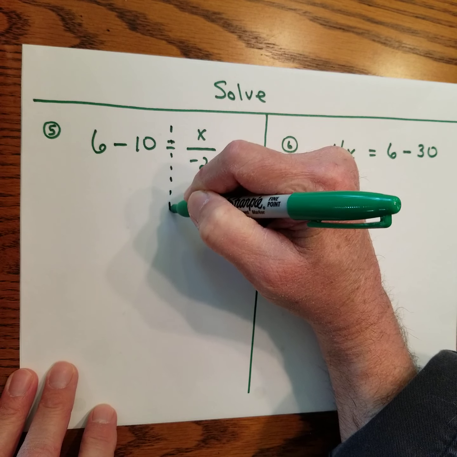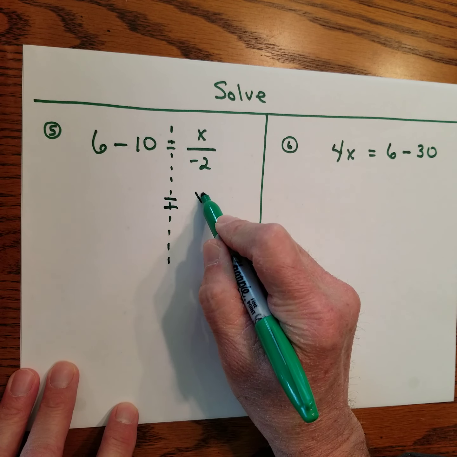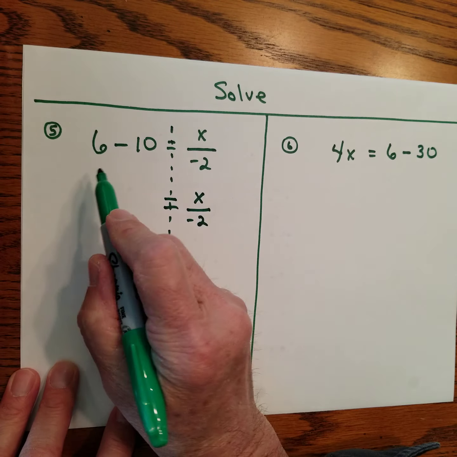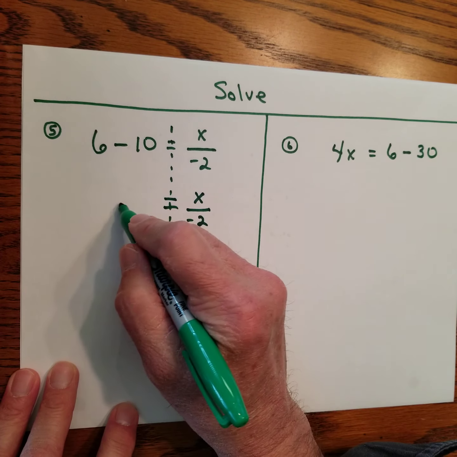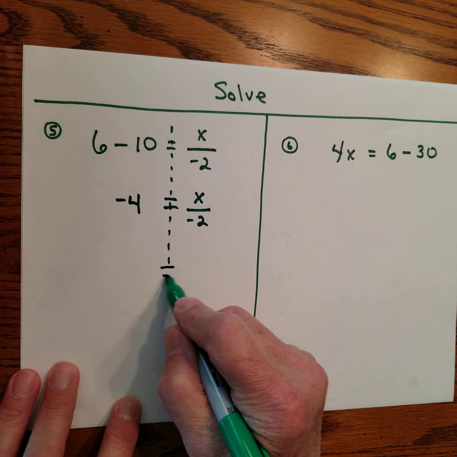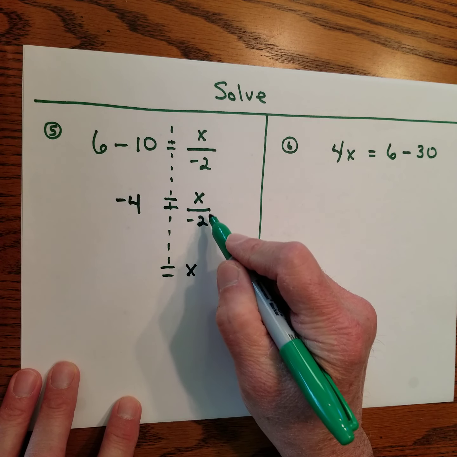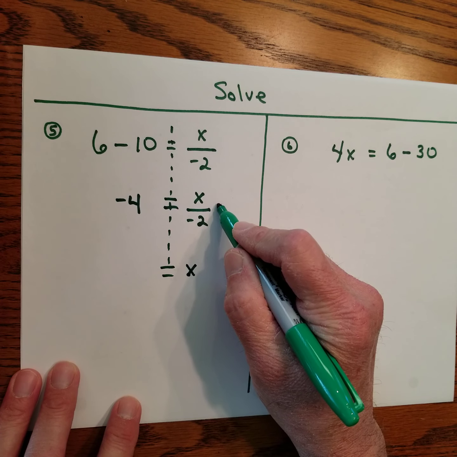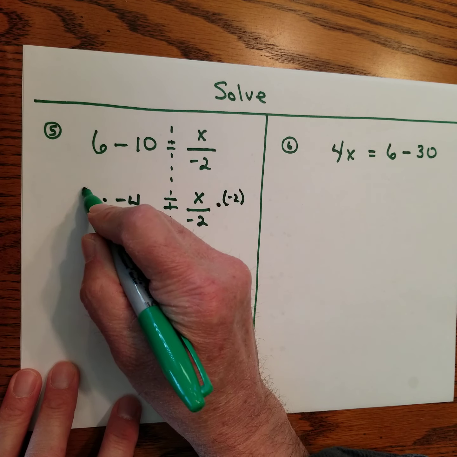Let me start number 5 by combining like terms on the left-hand side. I'll copy the right-hand side and combine positive 6 and negative 10. 6 minus 10 is negative 4. Now, in order to get x by itself, I must get rid of this negative 2. The x and the negative 2 are being divided. The inverse of division is multiplication. So I'll multiply both sides by negative 2.